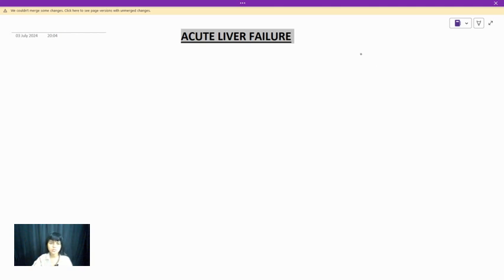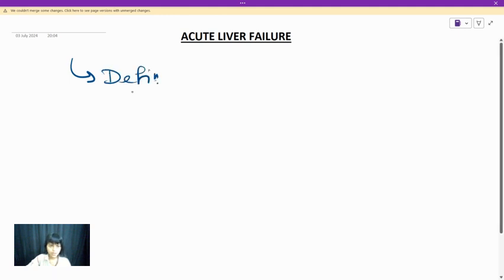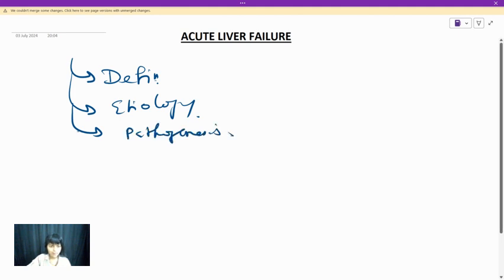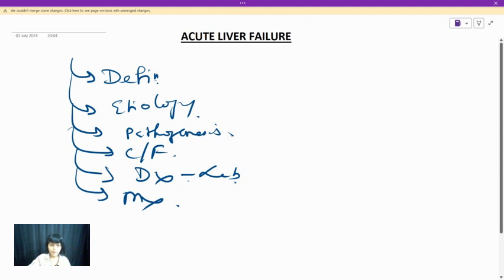Important topic for both UGs and PGs, and that is acute liver failure or fulminant hepatic failure, right? So, I will be taking this lecture in the following points. First, I'll be telling you the definition of acute liver failure, then the etiology, followed by a little bit of pathogenesis, followed by clinical features, diagnosis, I mean the lab investigation, and the last one is your management, right?